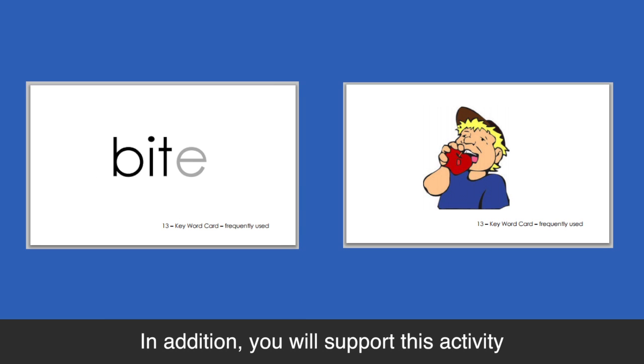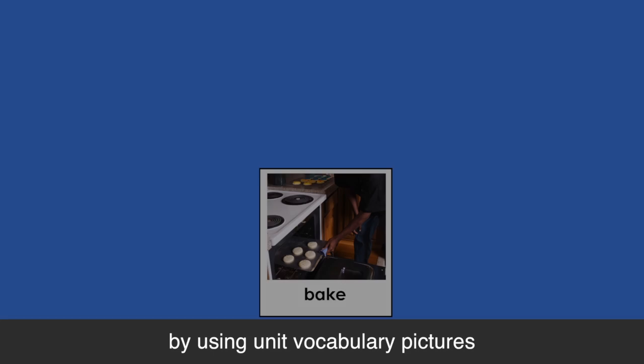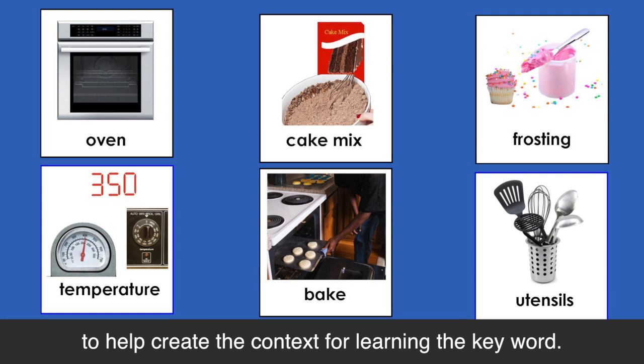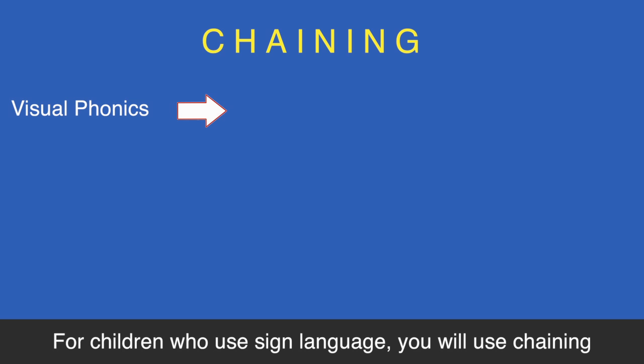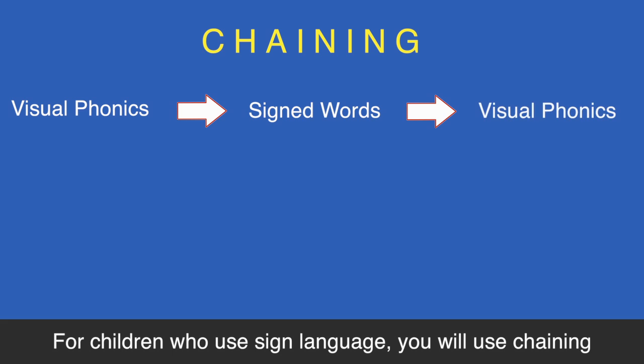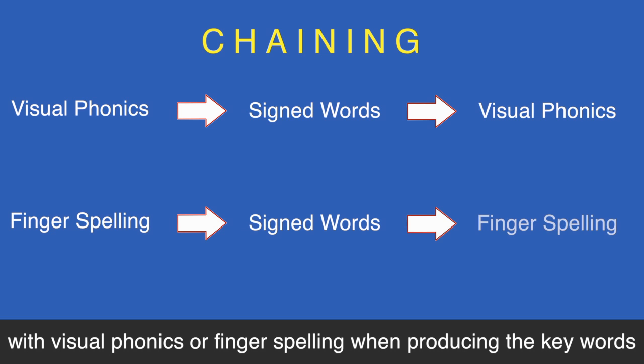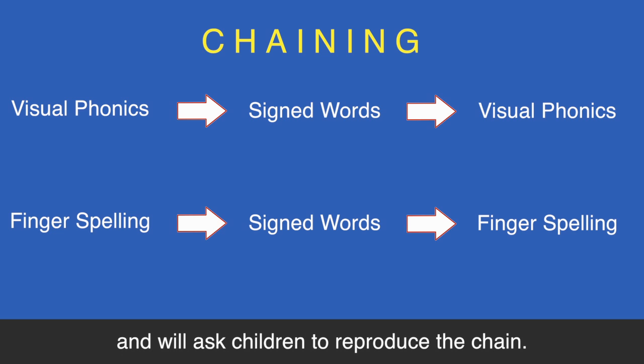In addition, you will support this activity by using unit vocabulary pictures to help create the context for learning the keyword. For children who use sign language, you will use chaining with visual phonics or fingerspelling when producing the keywords and will ask children to reproduce the chain.